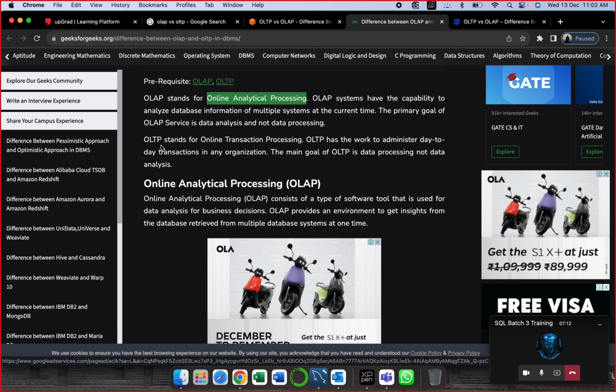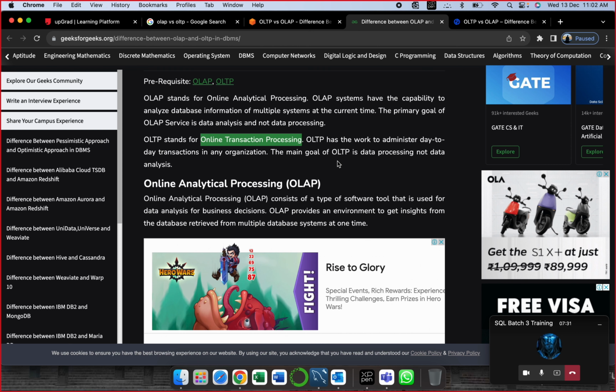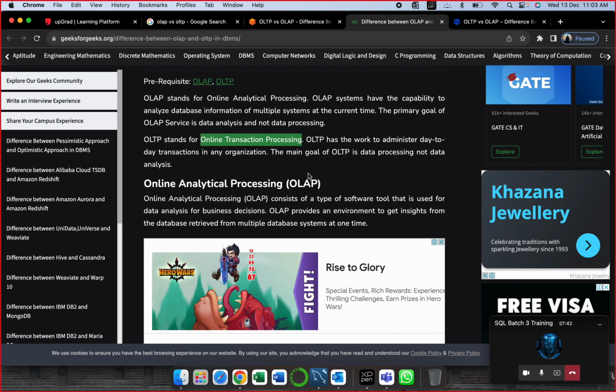Whereas OLTP, on the other hand, means online transaction processing. OLTP is online transaction processing. As the name suggests, wherever there is something transactional, which deals with numbers, calculations, etc., that is called an online transaction processing database system. Now, OLTP has the work to administer the day-to-day transactions in an organization. Simple as it can be.